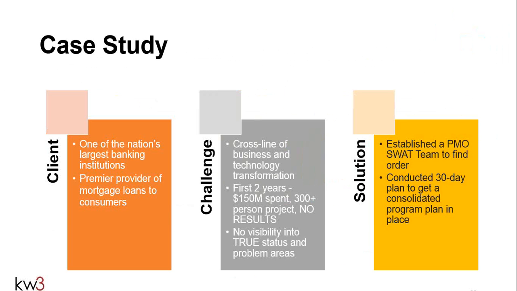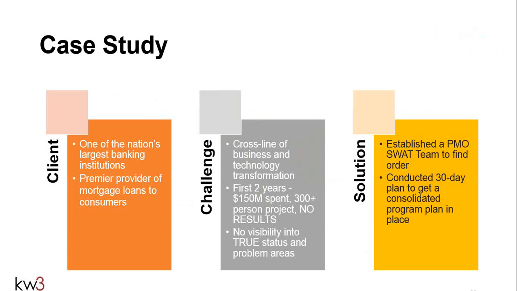Within the first 2 years, they had spent about $150 million on this engagement and not much to show for it. There were 300 plus people on the engagement. A lot of them were full-time, some were part-time, some from the lines of businesses, some were full-time in the project. And the challenge was that they didn't have much results to show. Nothing was rolled out. There was nothing in production.